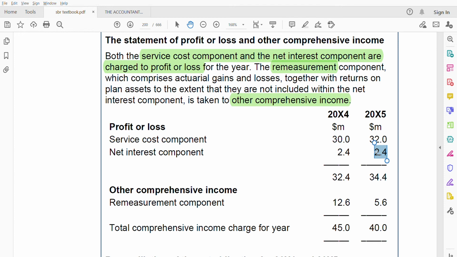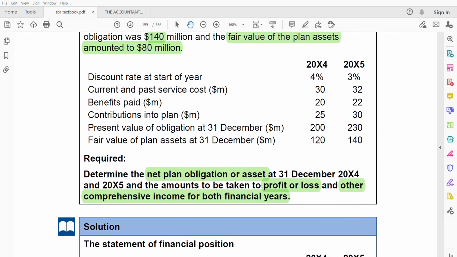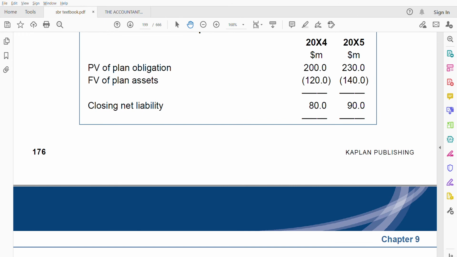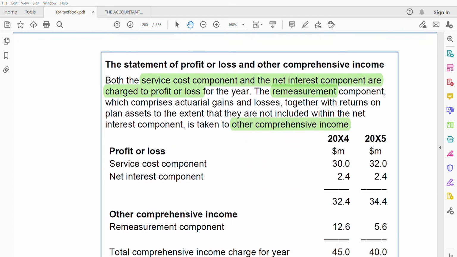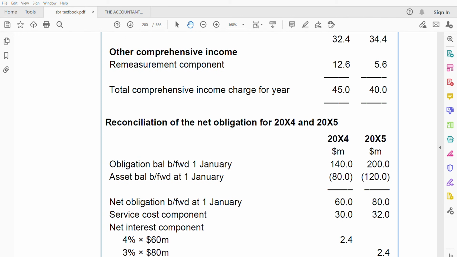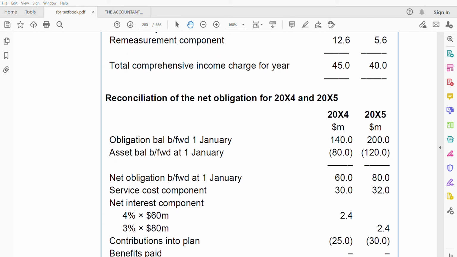2.4. How did you get 2.4? What is the percentage for 2.4? 4%. 4% in which amount? 4% at 80, because this is your closing liability. I'm sorry, it's at 80. So 80 into 4%. No, it's not 80. It is 4% in which amount they have. Okay, they have shown here.